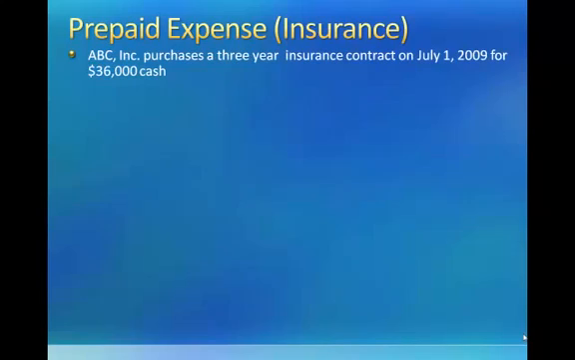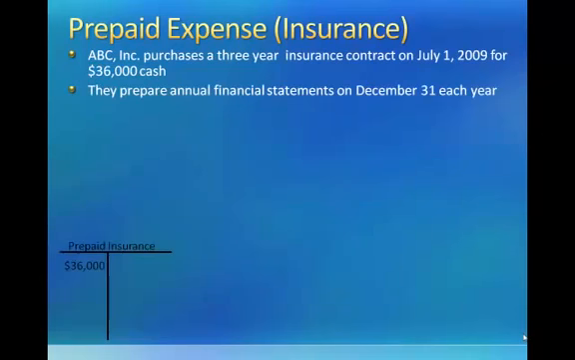So what that means is that ABC has to credit their cash T account and they debit a prepaid insurance asset for $36,000. Now, over the course of the next 3 years, they're going to use up that $36,000 insurance, and that's going to help them generate revenues in the future. But what we're going to do is record that $36,000 insurance cost evenly over the 3 years.